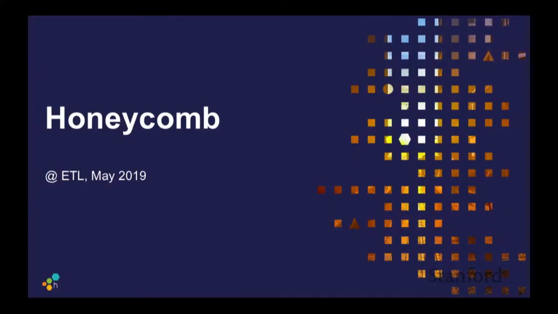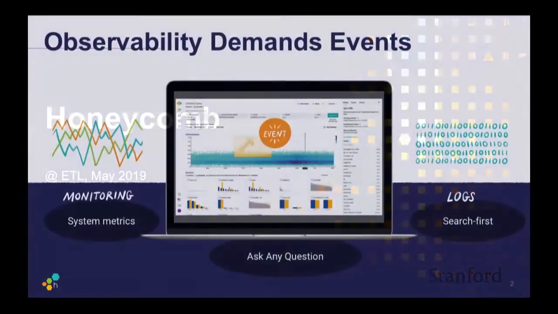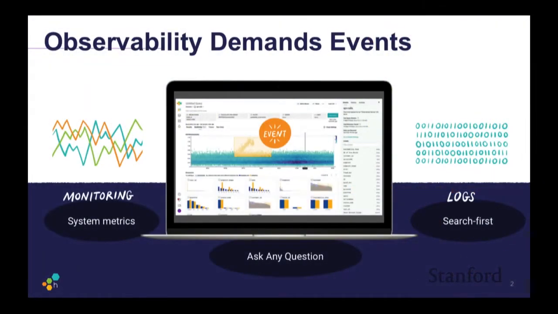Thank you, Christine. So, Honeycomb is a tool for helping you understand your complex software systems. What does that mean? What does that look like? Well, right now, if you're a software engineer in the industry, maybe some of you have experienced this at internships, when you're trying to figure out what's happening in production, you typically have two types of tools.